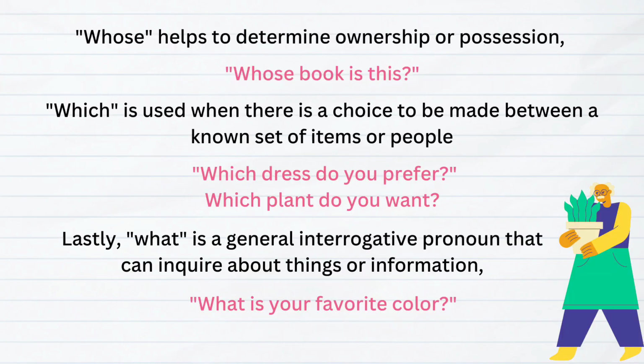Whose helps to determine ownership or possession. Whose book is this? It asks for the owner of the book. Which is used when there is a choice to be made between a known set of items or people. Which dress do you prefer? Which plant do you want? Lastly, what is a general interrogative pronoun that can inquire about things or information. What is your favorite color?